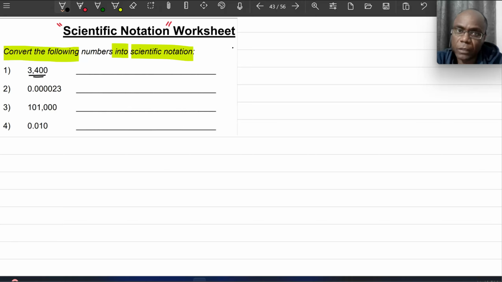So if I'm to work on the first one, 3,400, I'll assume the period is there, decimal is there, and usually we want to be left with a number between 1 and 10. So that would include 1 to 9. So we'll want to move this to the left once, twice, thrice. So I'm left with 3 here, which is between 1 and 9, or between 1 and 10, I should say. So then scientific notation will be 3.4.